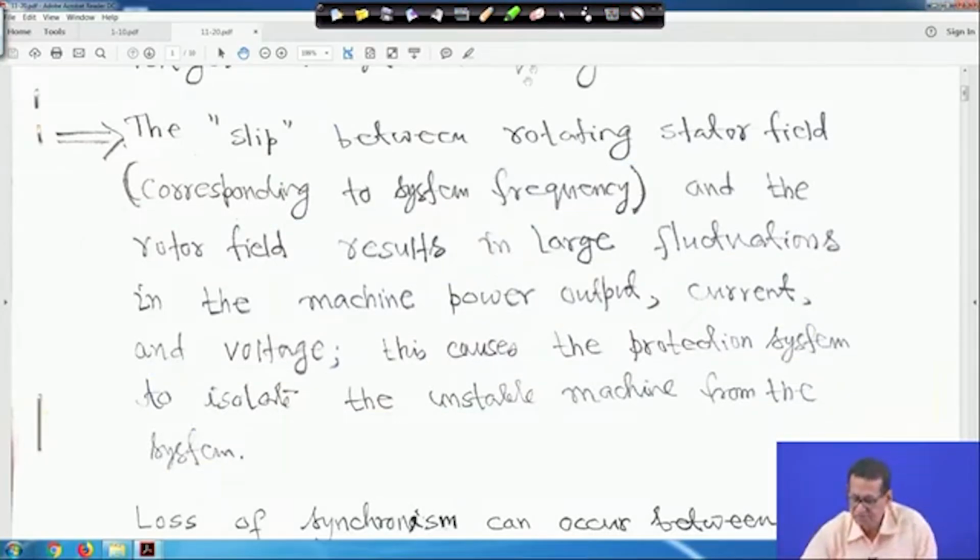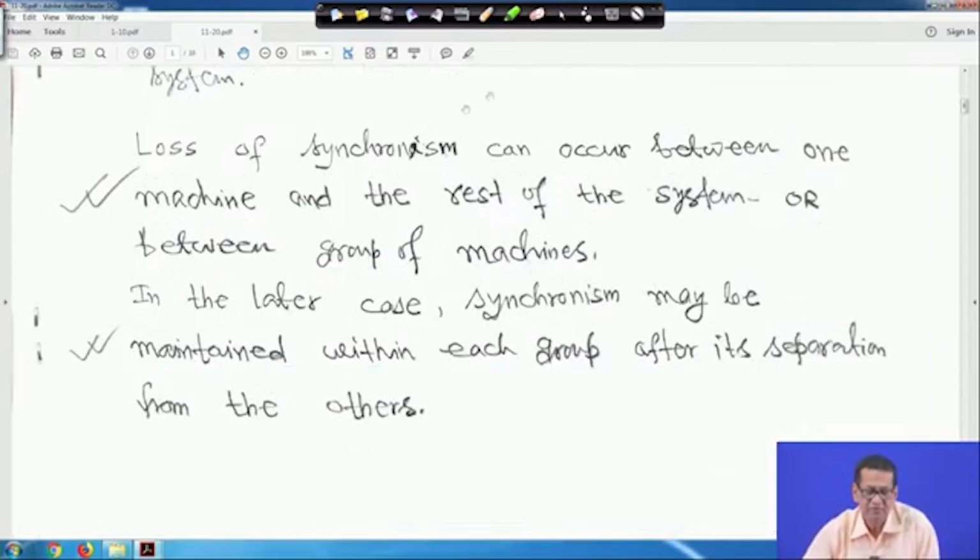So, the loss of synchronism can occur between one machine and the rest of the system, or between groups of machines. Anything can happen. In the latter case, synchronism may be maintained within each group after its separation from the others. Suppose one group of machines is somewhere, another group of machines is somewhere else. If synchronism is lost between these two groups, then they can be isolated, but the machines which are in one group may not lose synchronism. That is the meaning.